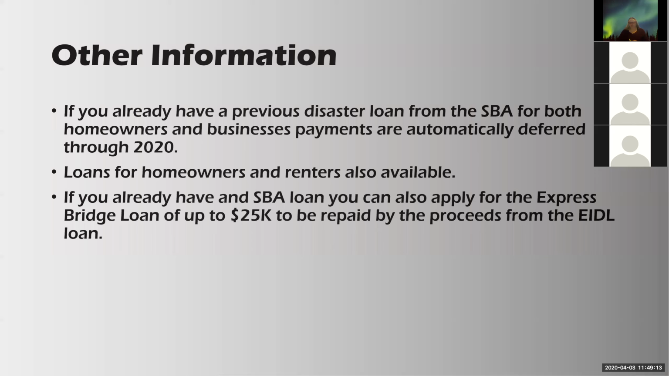Okay, I've got some other stuff for you. If you've already had a previous disaster loan from the SBA, so those ones that got loans during the hurricane disasters and stuff like that, these are automatically deferred to the end of 2020. So you don't have to make any payments on any SBA loans for homeowners or for businesses until they'll start up again in 2021.